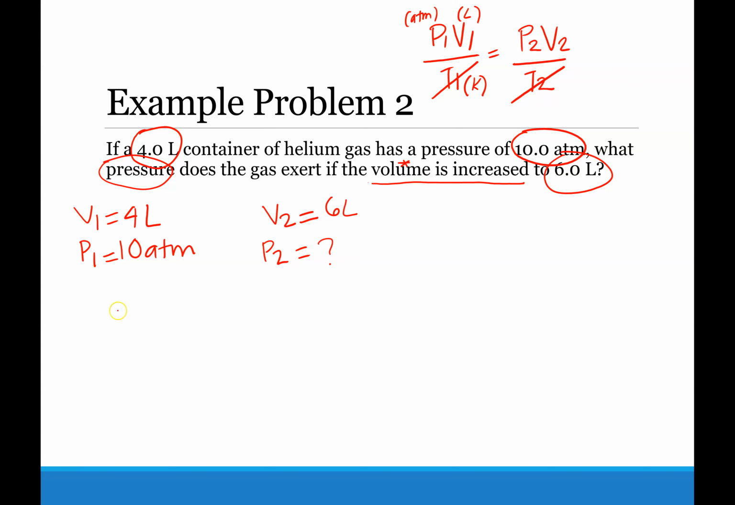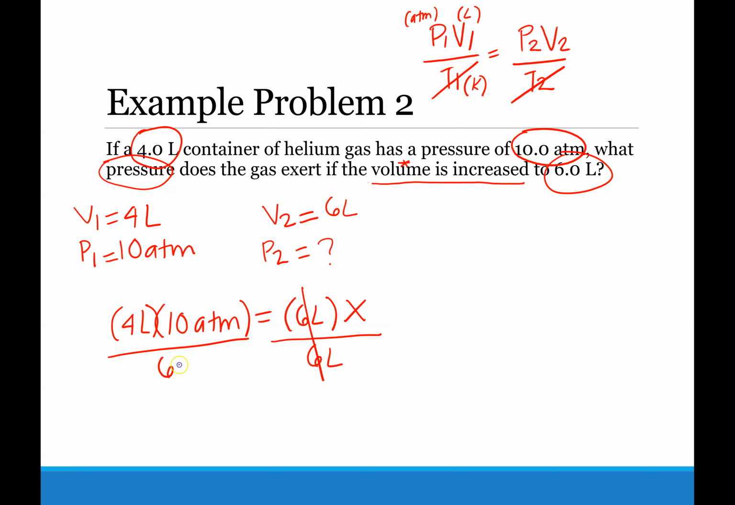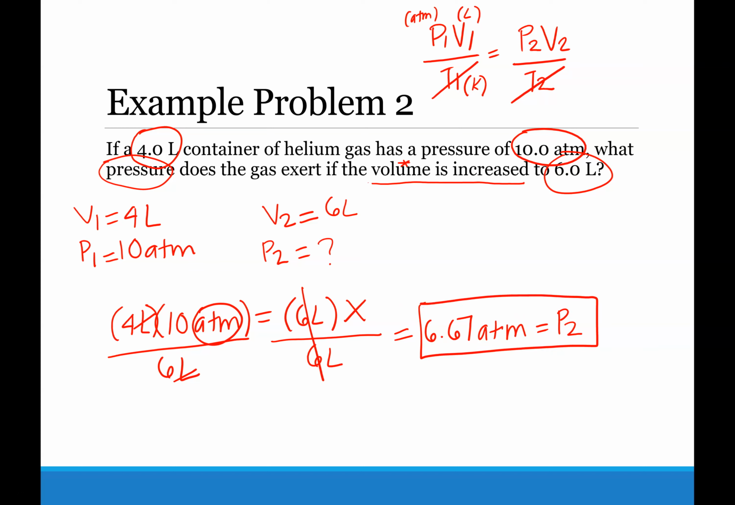So writing in what we know, 4 liters times 10 atm equals 6 liters times x, or P2, whichever variable you prefer to put. So to isolate x, we have to divide by 6 liters. You can see where liters cancels and we're left in atm for pressure. So in your calculator, 10 times 4 divided by 6 equals 6.66, or 6.67 atm. And that is going to equal your P2. So let me know if you have any questions about example problem 2.